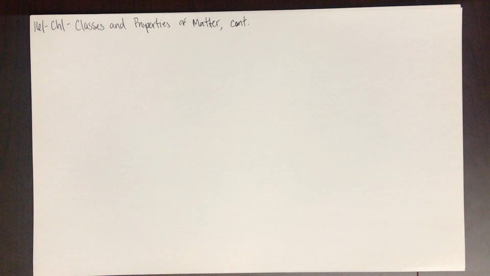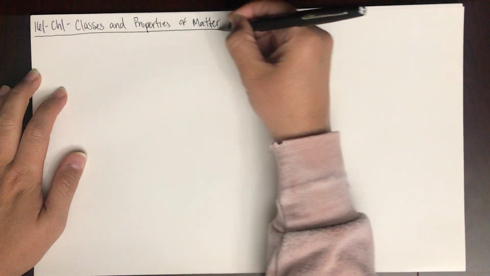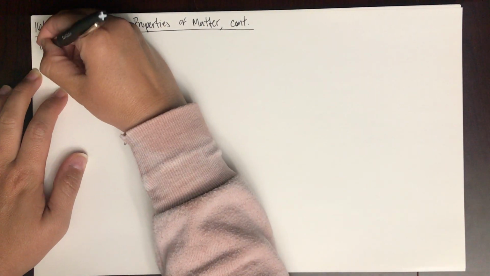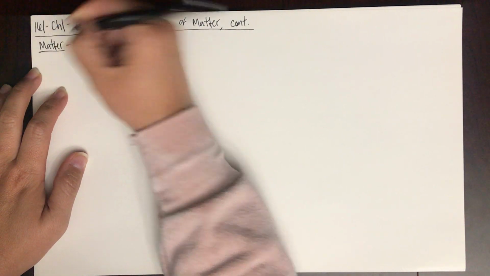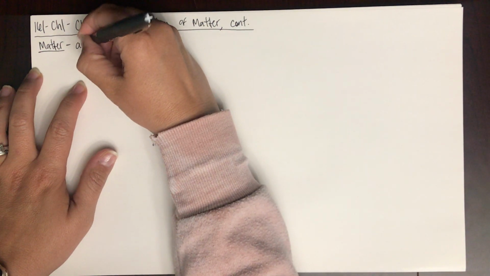Okay, so let's talk a little bit more about the classes and properties of matter. So first, let's define what matter is. Matter is anything that has mass and occupies space.